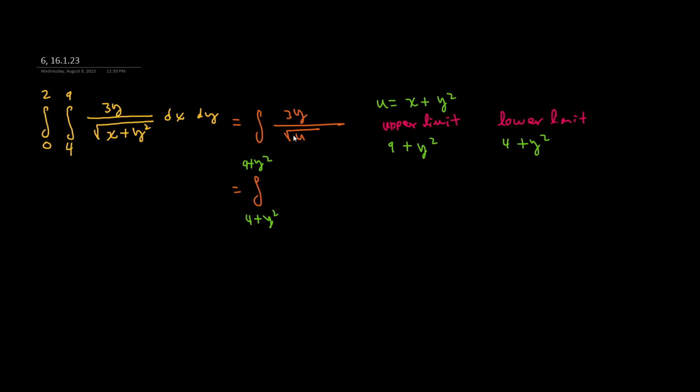And I'm also going to rewrite the denominator as an exponent: 3 times y times u to the negative 1/2 power, because the square root of u as an exponent is u to the 1/2 power. And since it is in the denominator, it's negative. That's why it's negative. So we're integrating now with respect to du.